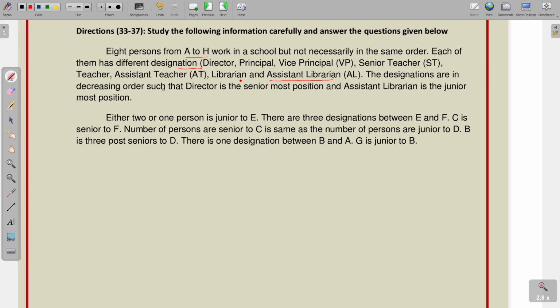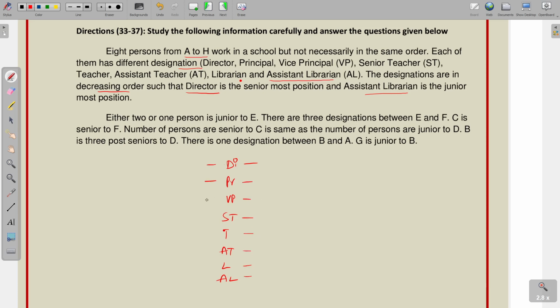The designations are in decreasing order such that director is the senior most position and assistant librarian is the junior most position. This is the information given in the puzzle. So there are eight persons. Director is the senior most, and next principal, next vice principal, next senior teacher, next teacher, and then assistant teacher, librarian, assistant librarian. These are the positions in a school.